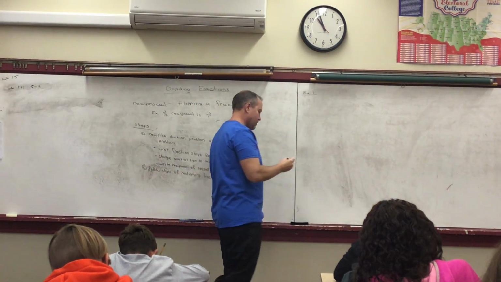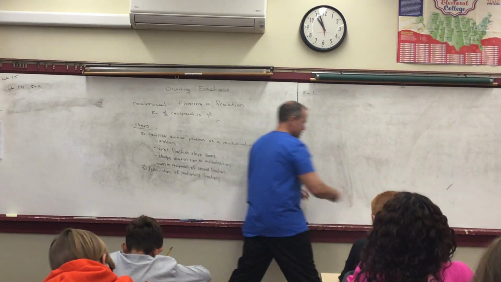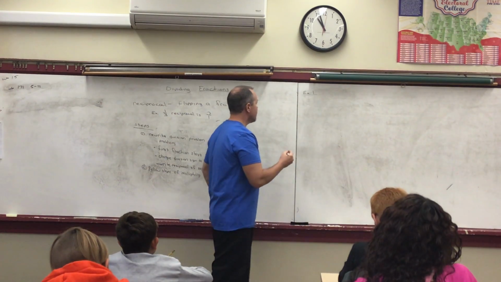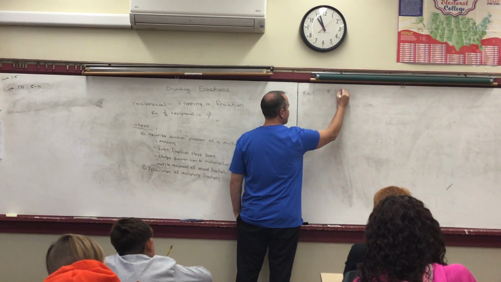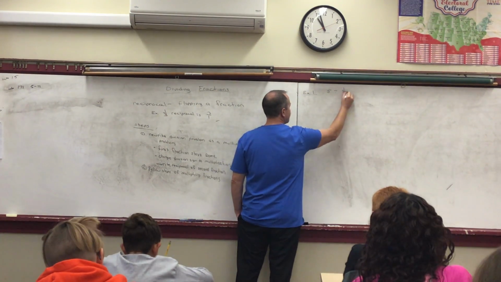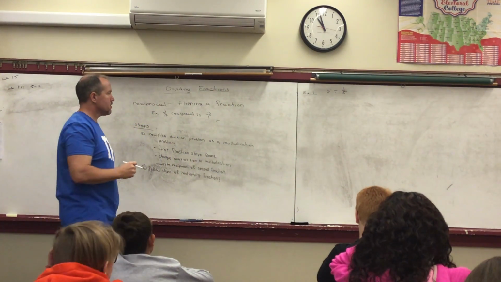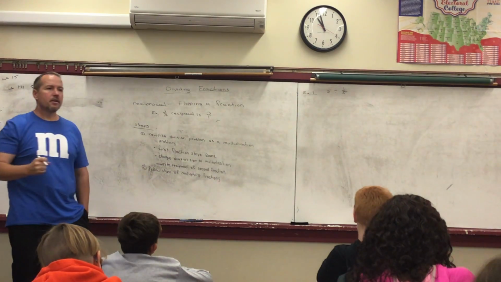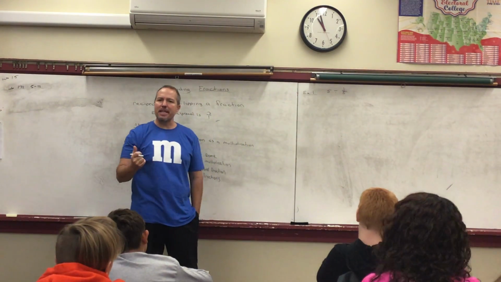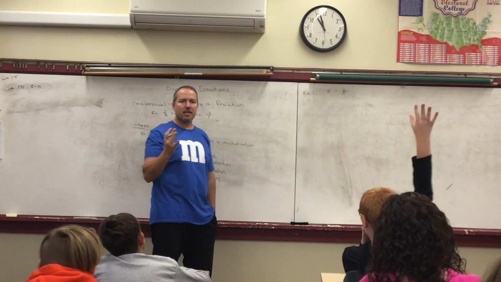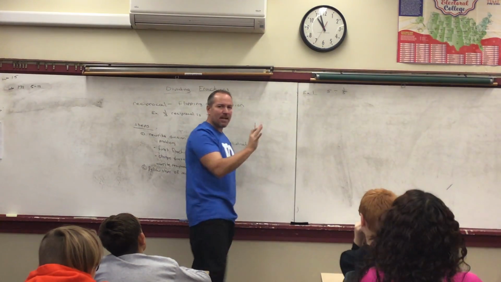Example 1. Five divided by 1/5. Now, the first thing that we need to do, since we are dividing a whole number by a fraction, is we need to make that whole number into a fraction. So 5 would become what? 5 over 1. So I want you to leave that problem like that.